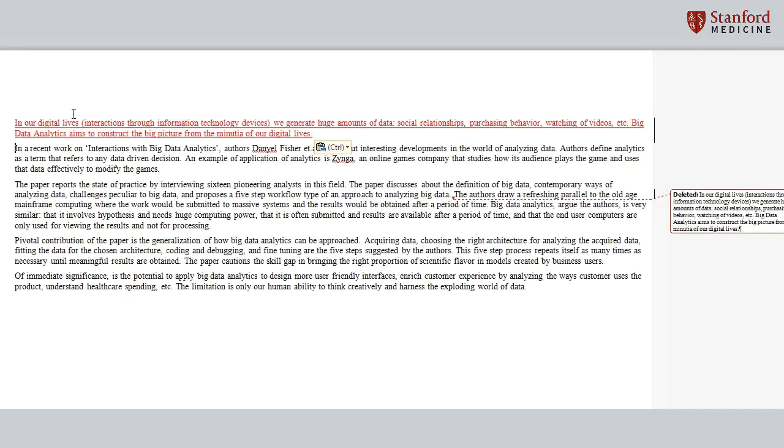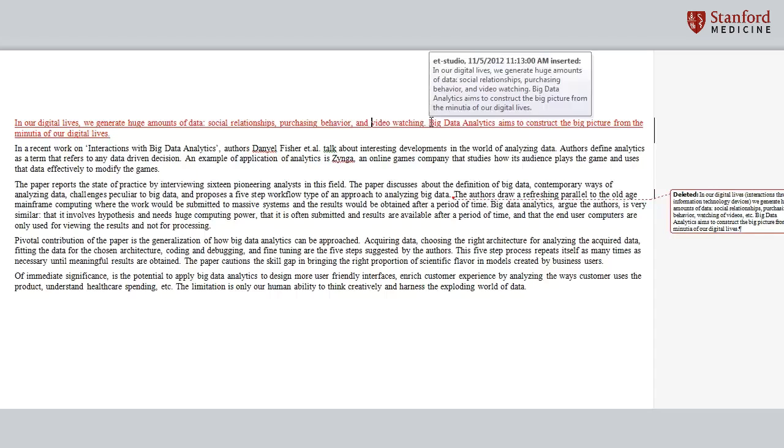So in our digital lives, and we're not going to want to start with the parentheses there, but I don't think we need that. So let's just start with, in our digital lives, we generate huge amounts of data. And then a nice colon here: social relationships, purchasing behavior, watching of videos, etc. I'm going to change that to video watching just to be parallel here, video watching. And I don't like the etc., it's a little bit too informal, so we'll just drop it and say and video watching. I think the reader can infer that there might be other types of data that we're generating, but those are 3 examples.